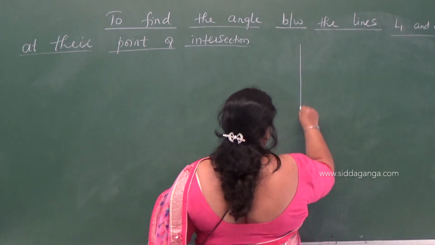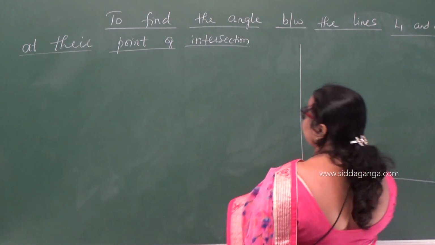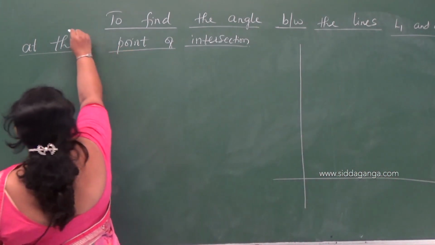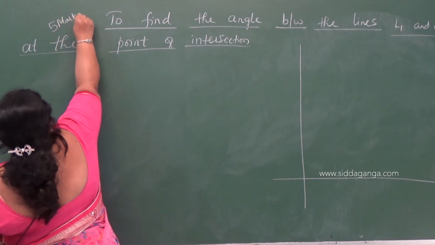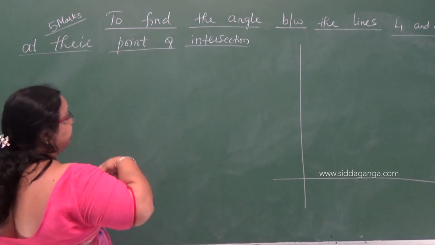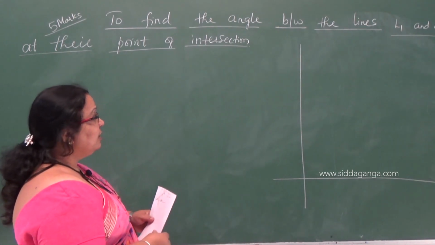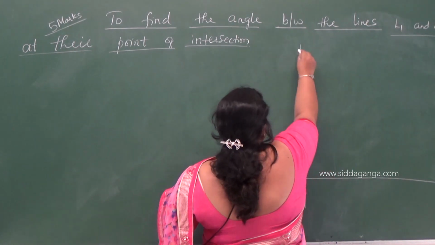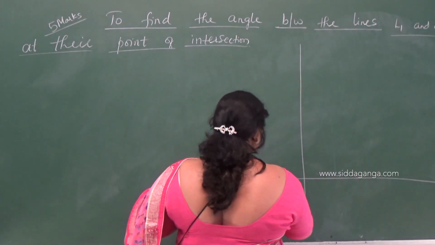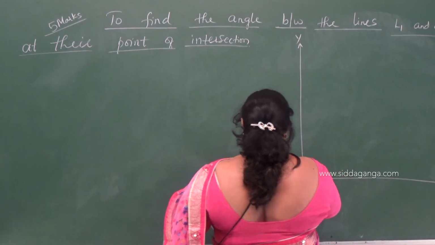So we have to draw the figure. This derivation is asked as a 5 marks question in the exam. So in the exam, they will ask for a 5 marks question. So we have to find the angle between the two lines. Let us extend here. You write down the figure here.